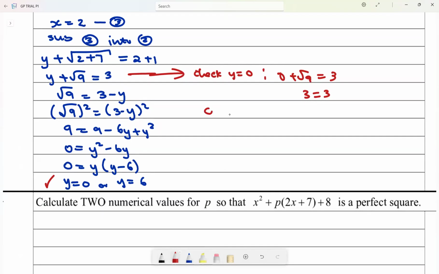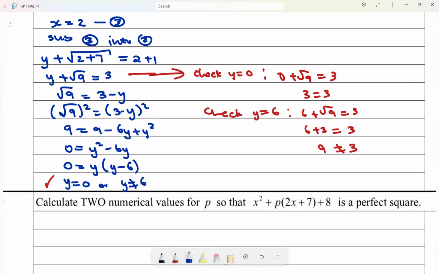And then let's check when y is equal to 6. When y is equal to 6, I'm going to have y plus square root of 9 equal to 3. Well, y is 6, and then this is 6 plus 3, which is 9, and 9 is not equal to 3. So y is equal to 6 is not a solution in this particular case.